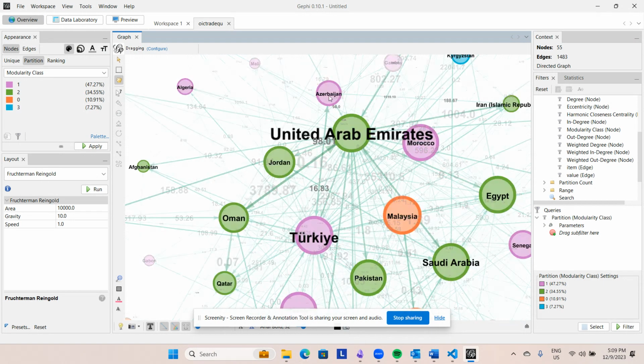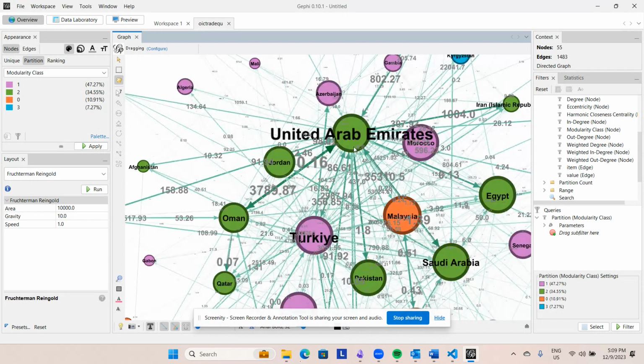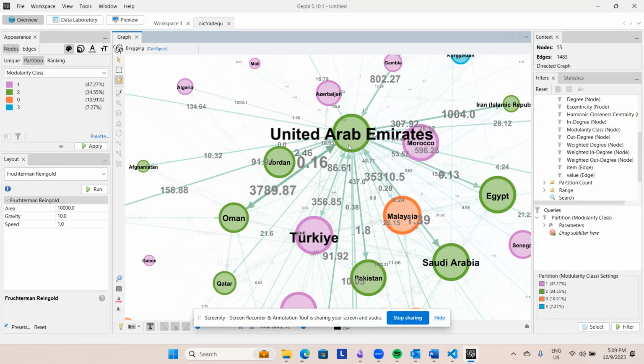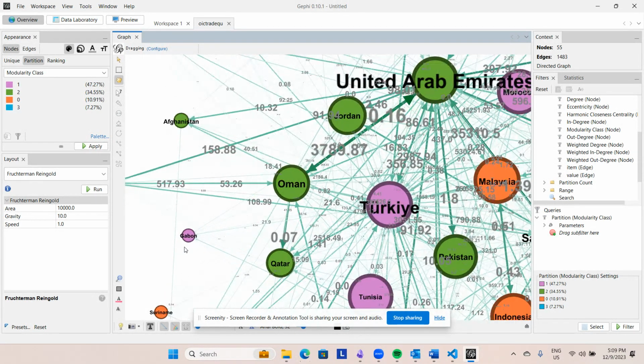I set the size of these countries, the size of these entities, according to the weighted value. What it means here is that the United Arab Emirates has a bigger size. It means it is more efficient in terms of the trade among the OIC countries. And we see Gabon here is relatively smaller because it has less connection with the other countries.